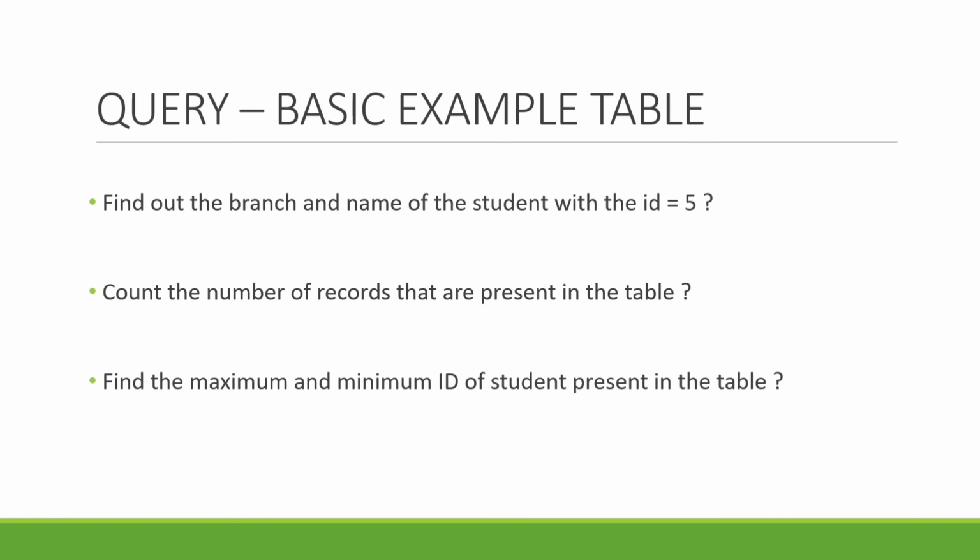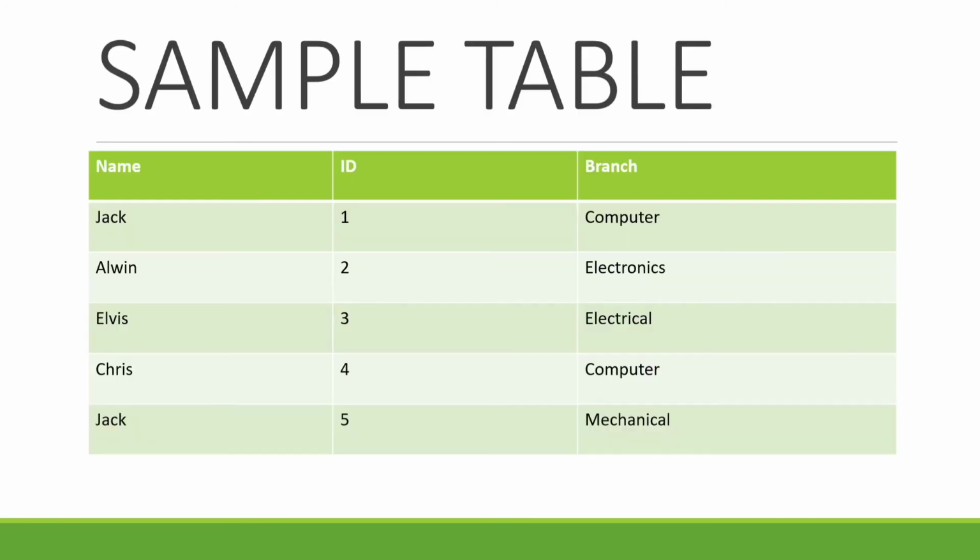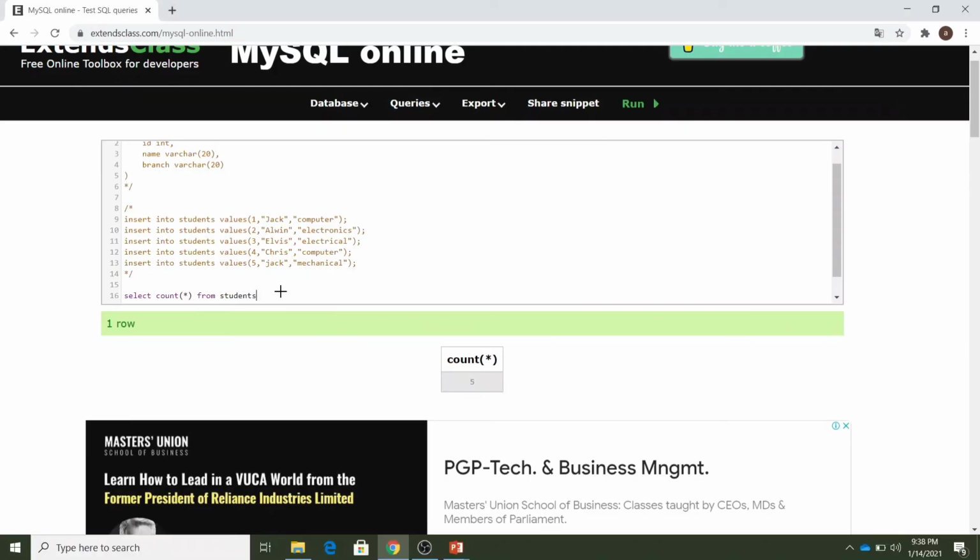So this is done. The next example is to find the maximum and minimum ID of students present in the table. If I look at this table, the maximum ID will be 5 and the minimum ID will be 1, right? So I can apply this onto the table. What I have to do is select max, and inside the brackets I mention the field in which I want to find the maximum value. That will be id, from the table students. I think this will work fine. If I run the statement, you can see I'm getting 5, and 5 is the maximum ID in the table. So this is the correct query.